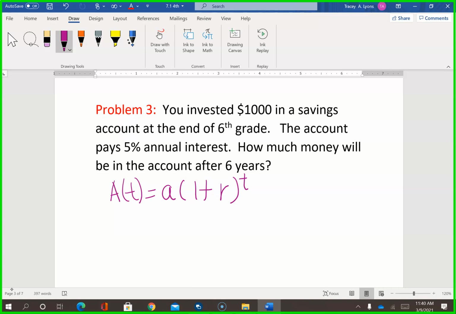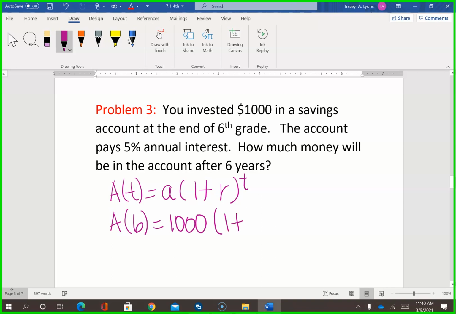So I'm just going to put numbers in as I read it. How much is in the account after 6 years? So A of 6. The small a is how much did you put in there, or how much did you start with? So in this one, it would be $1,000. The 1 just stays a 1.